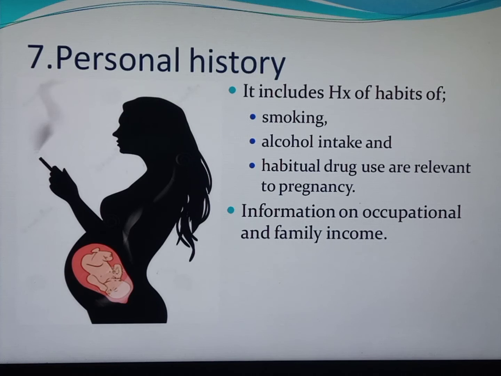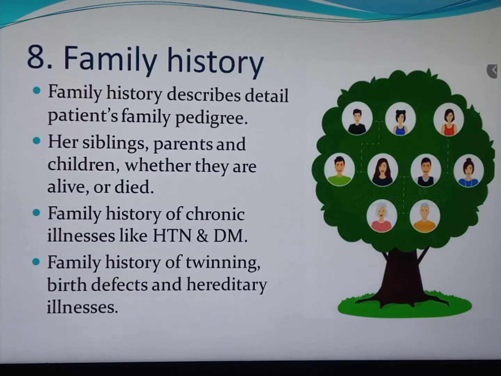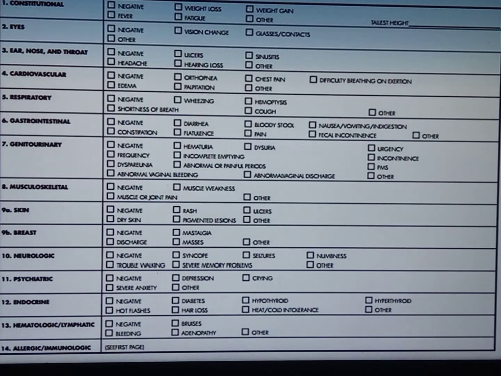Under personal history, personal and family history can be combined together. So history of smoking, alcohol intake, habitual drug use are very important. Under family history, her siblings, parents, children, whether the parents are alive or dead. If dead, the reason for death should be mentioned. Family history of chronic illness, hypertension, diabetes, family history of twinning, birth defect, hereditary illness should also be described under this heading. The final is the review of system or functional inquiry.